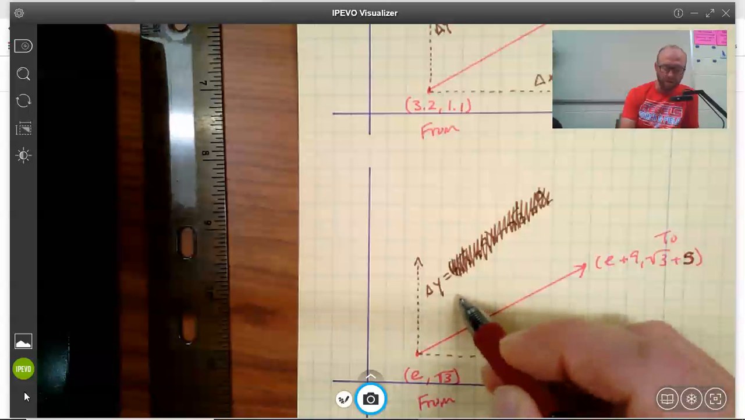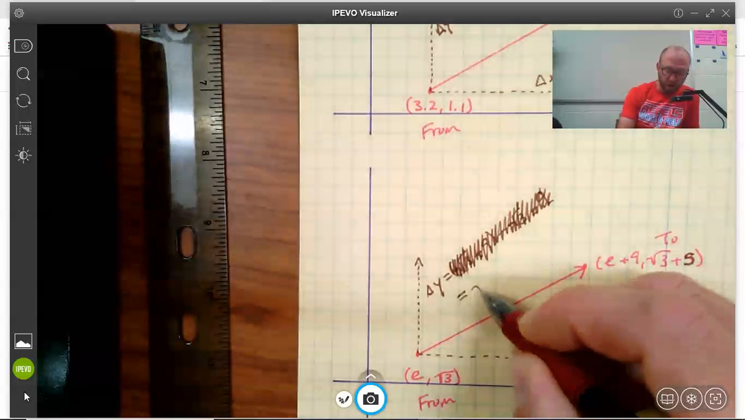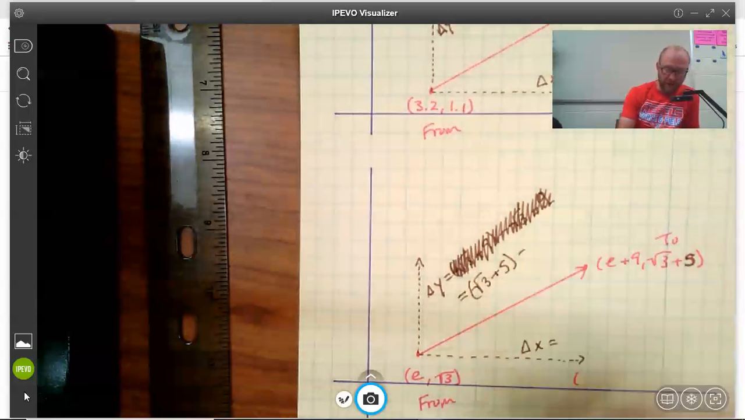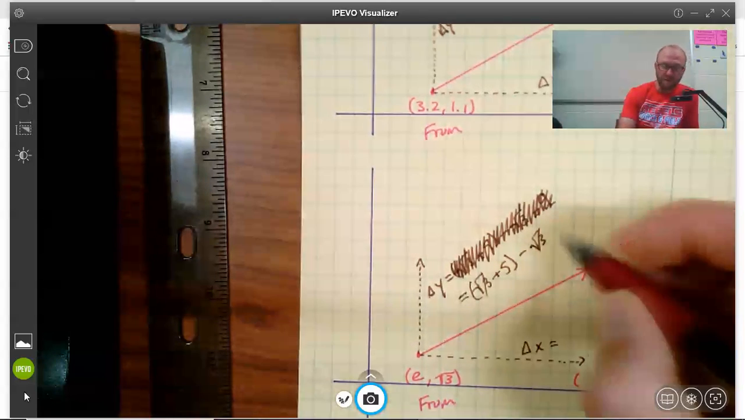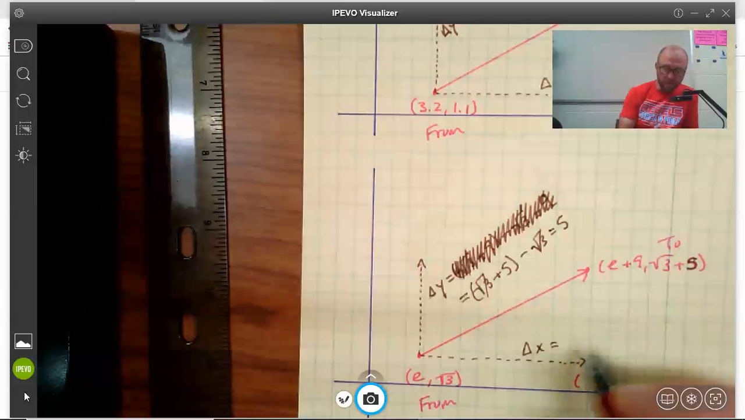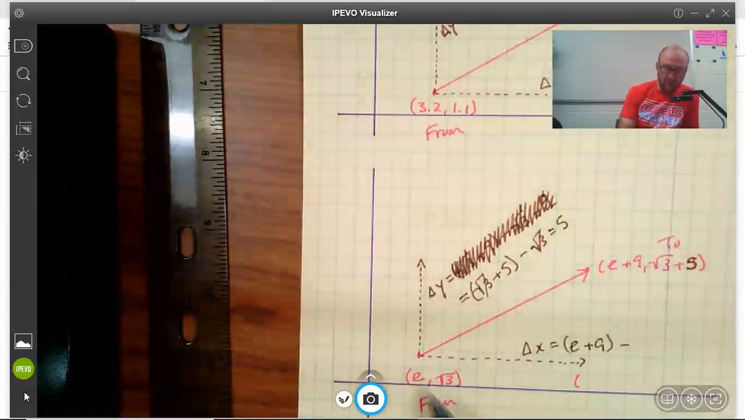represents our vertical change, which is square root of 3 plus 5. And that's where our end is, minus square root of 3. And the two square root of 3's, they just cancel each other out, and we're left with 5. So our vertical change is a positive 5. As for our horizontal change, we end at e plus 9, and we're subtracting our start, that's e, and the two e's cancel out.